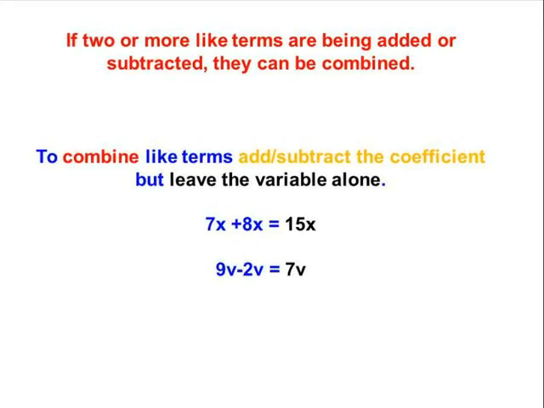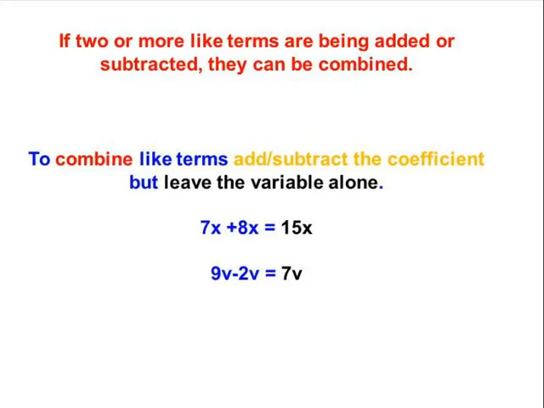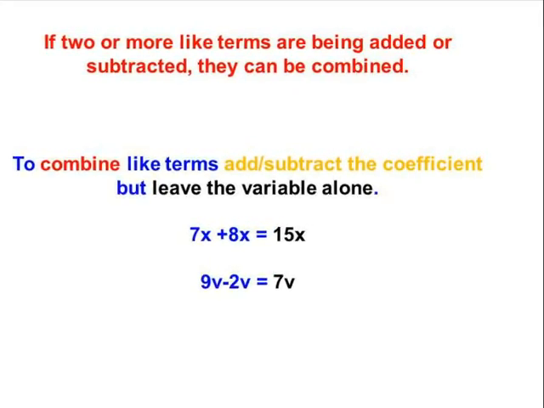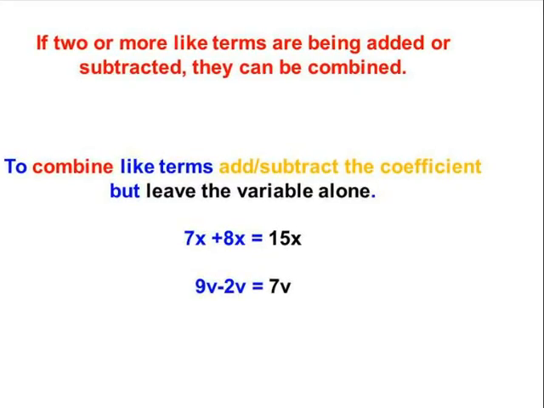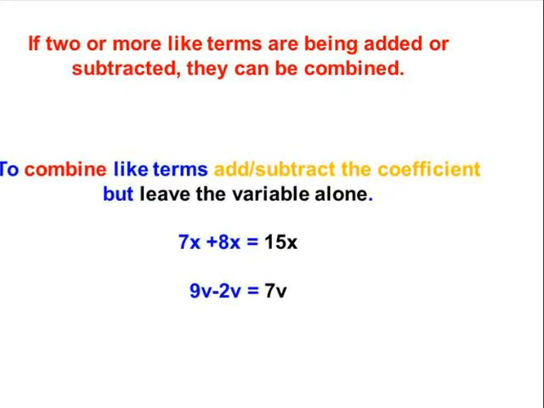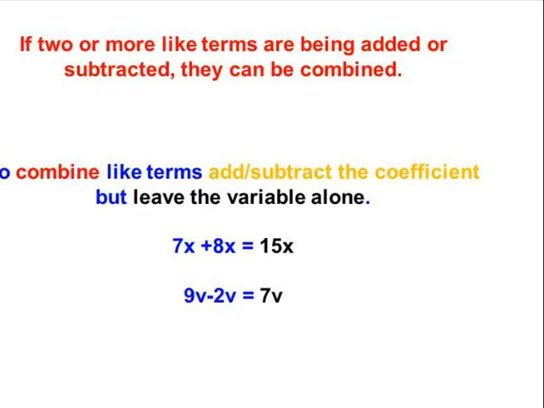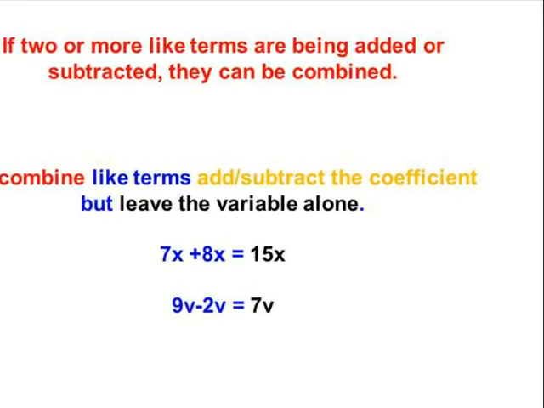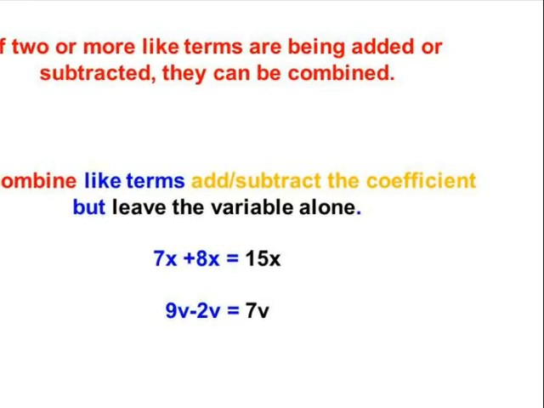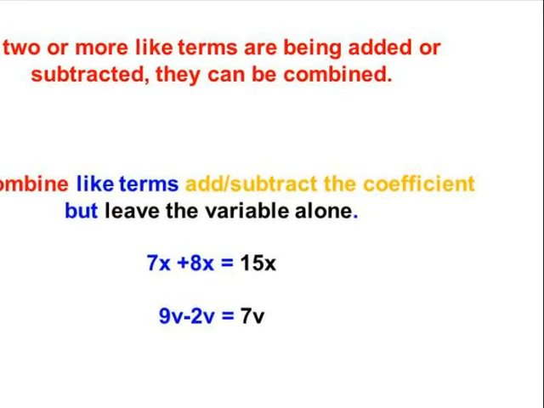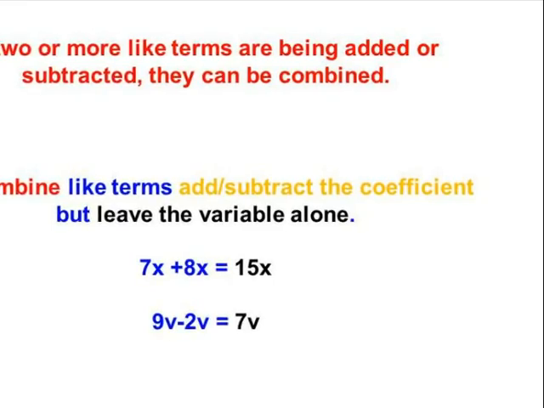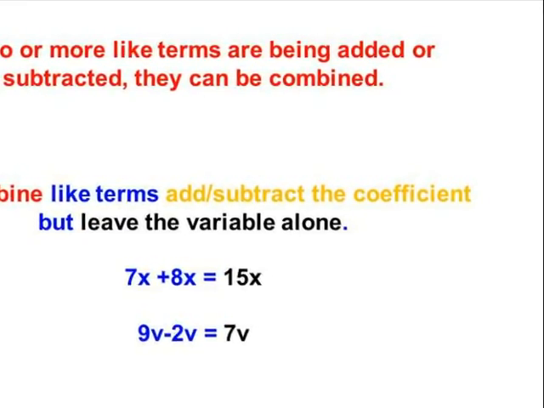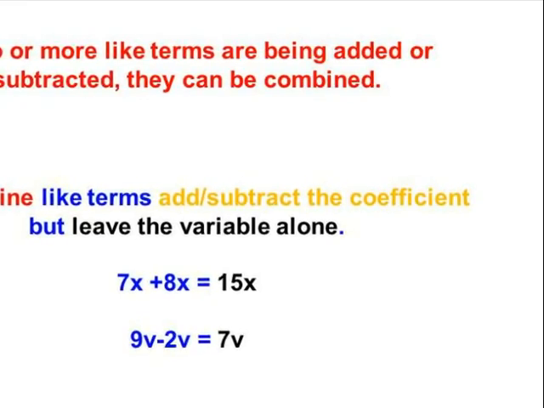Now, when do we combine terms that are alike? All right, if you have two or more terms that are being added or subtracted, then you can combine the terms. Let's take a look at an example. To combine like terms, add or subtract the coefficient, but leave the variable alone. See below, 7x plus 8x is actually equal to 15x. 9v minus 2v is equal to 7v. Notice the variables stay the same.